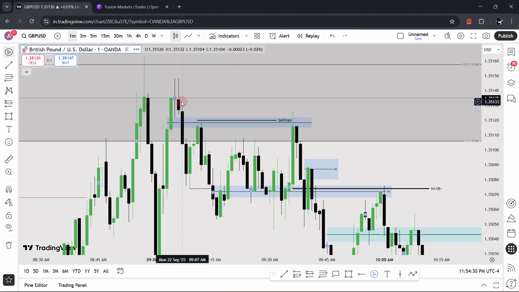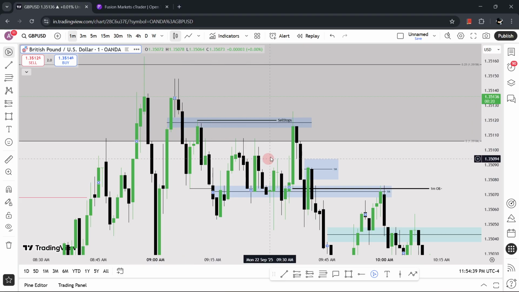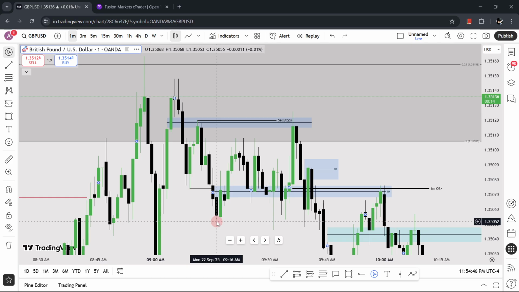But I didn't get stopped out because my stop loss was right above this candle. Thank God it didn't stop me out. So it can run out after going below this low.